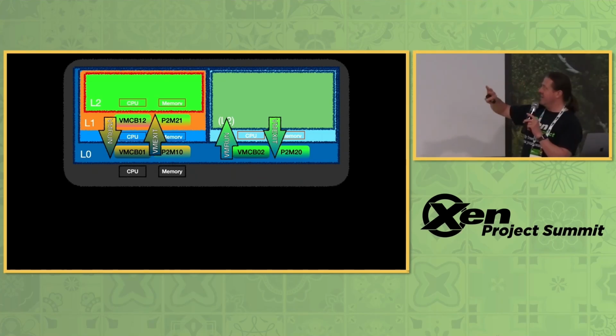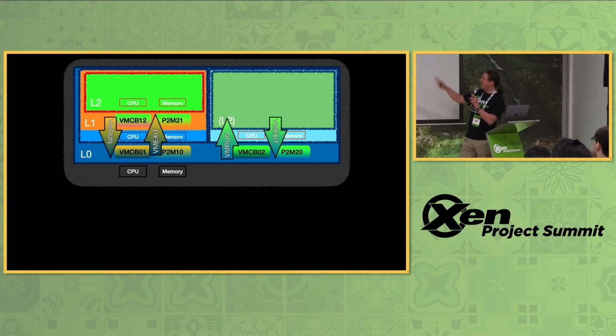We have loads of VM control blocks and P2M tables. The VMCB01 is for the L0 to make the L1. The VMCB12, which is virtualized, is for the L1 to make the L2, and the VMCB02 is actually the hardware that the L0 uses to let the L2 actually run. Same thing with the P2M tables: P2M21, P2M10, P2M20, which is the actual hardware table that the hardware uses to do the translation from the L2 physical addresses to the machine physical addresses.